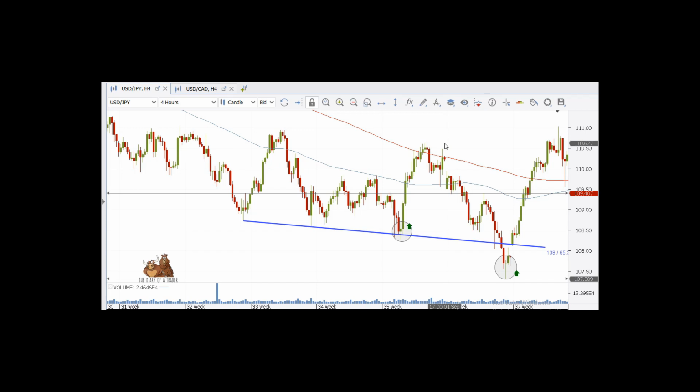Again, it's not really a very steep downtrend, but still, as long as we are creating lower highs here and lower lows here, you see one lower low, second, third, fourth lower low, then we identify this as a mild downtrend.